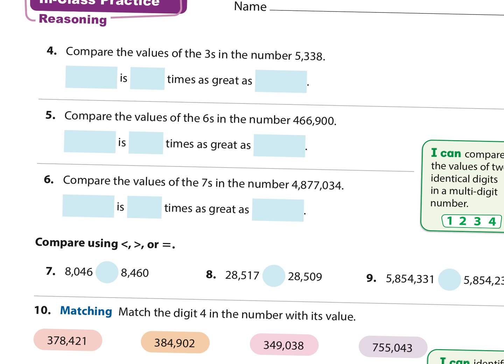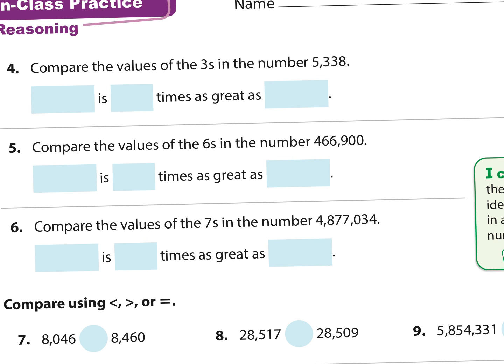Okay, so number 4 says compare the values of the 3s in the number 5,338. So I have 2 3s in that number, and I want to compare the values. So which 3 is bigger? Kingston. The 3 in the hundreds place. So we're going to be comparing it like this. We're going to say 300 is how many times as great as the other 3, which is representing 30? 10 times as great. Good.